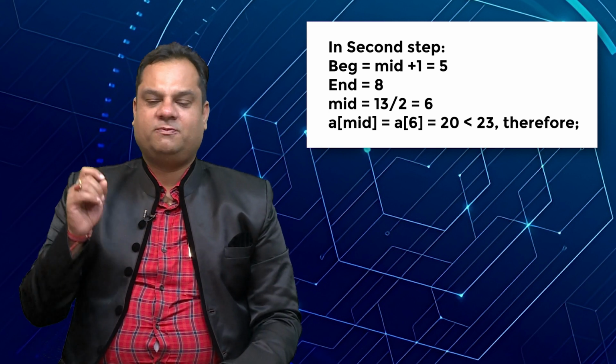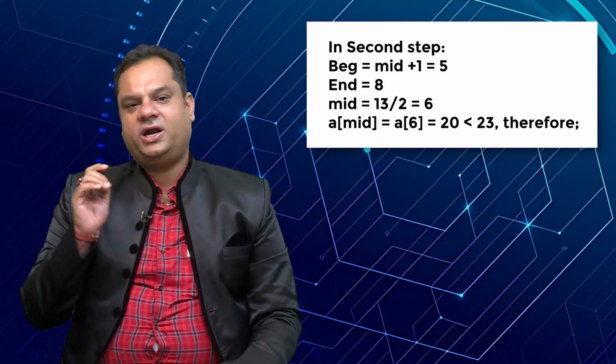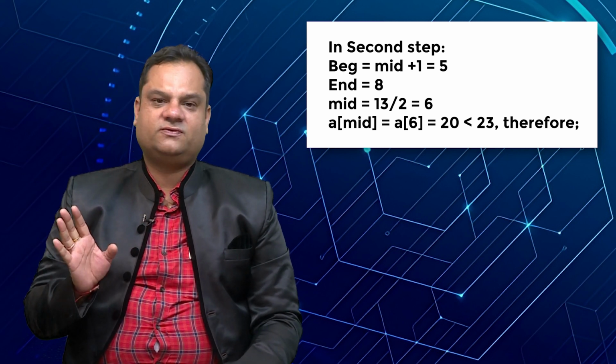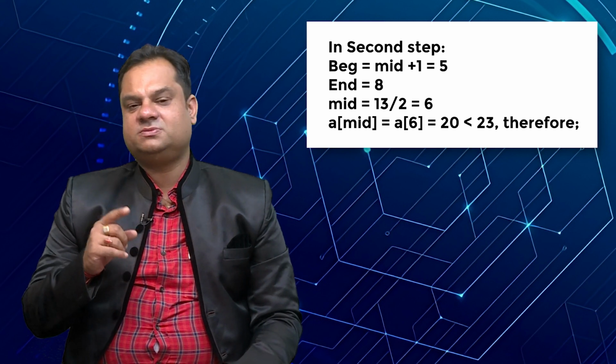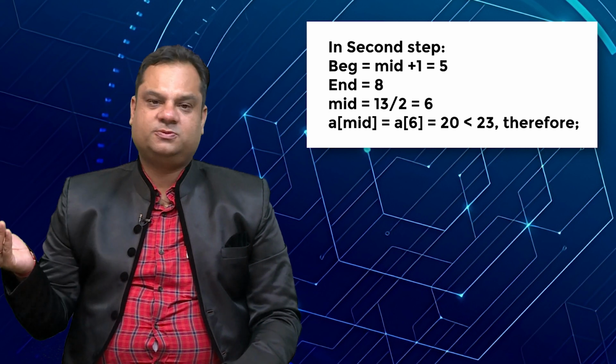It means now our beginning pointer will be reset at location 5. The end position stays as it is, we can't update that, because the item might be possible between the 5th and the 8th position.